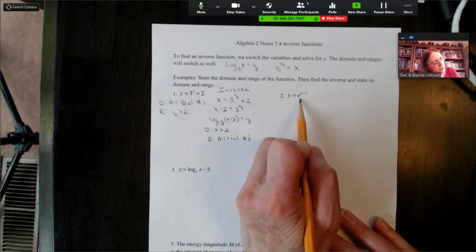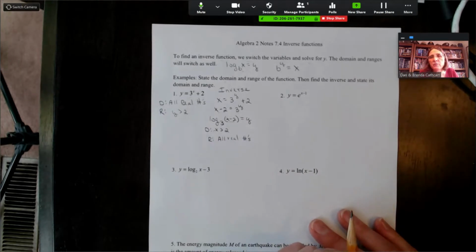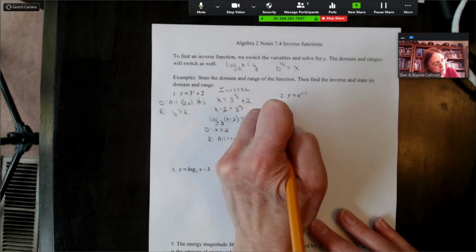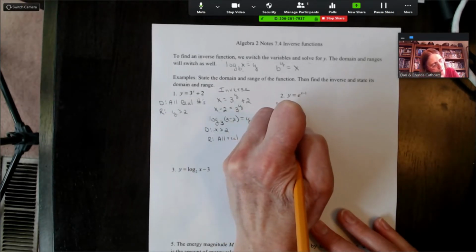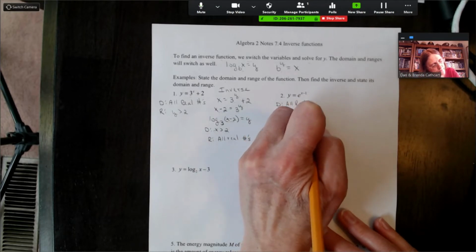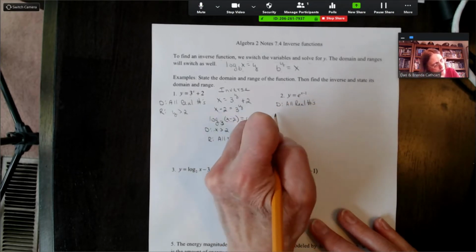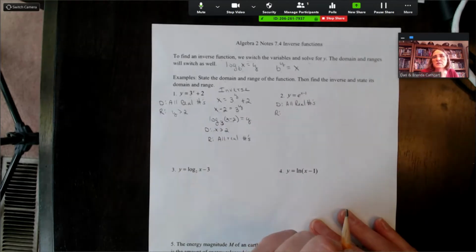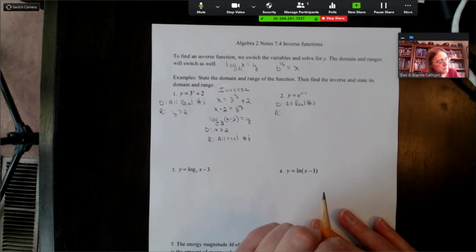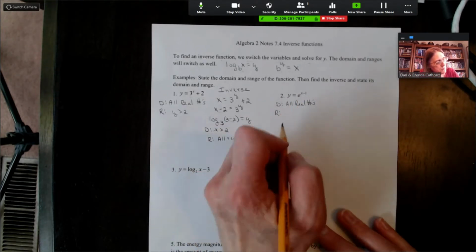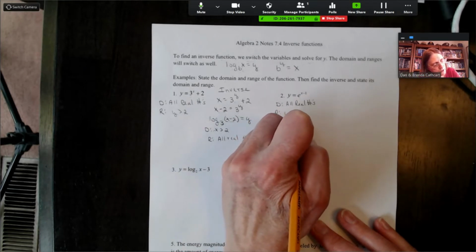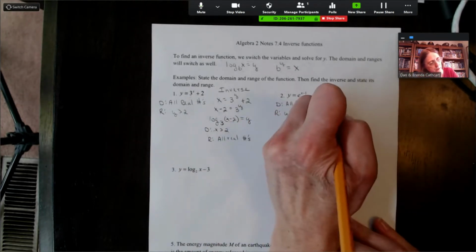Okay, our next one is y equals e to the x minus 1. Again, it's an exponential, so domain is all real numbers, and the range is tied to the horizontal asymptote. Our horizontal asymptote here is y equals 0, so our range is y greater than 0. Inverse.